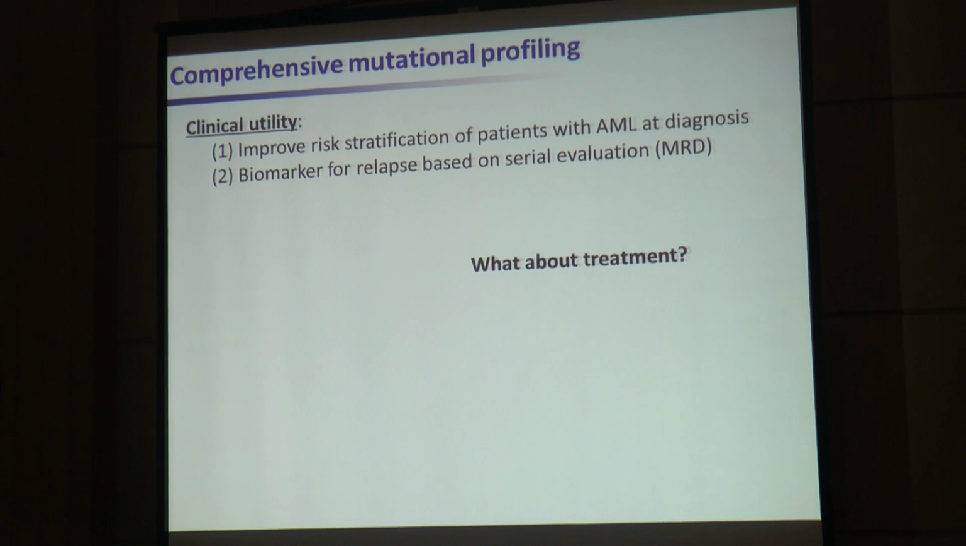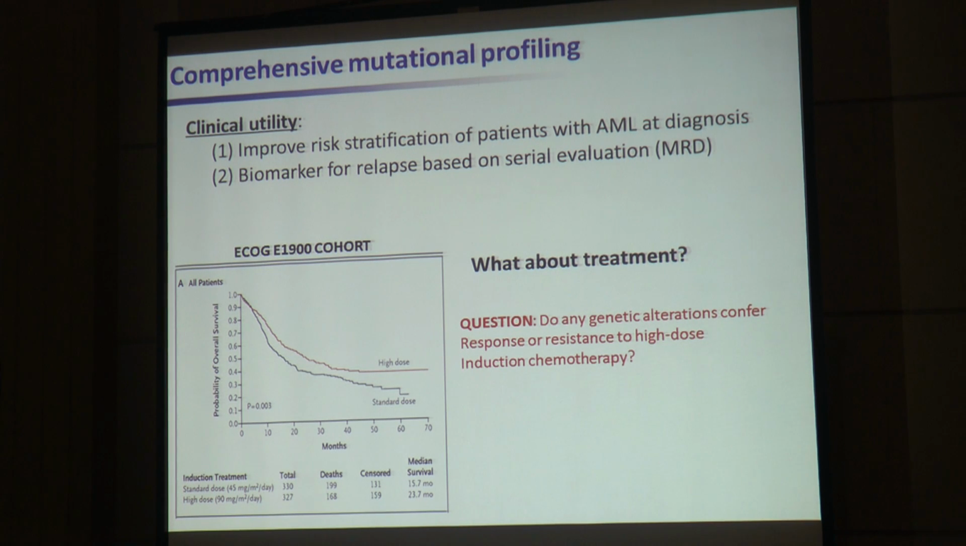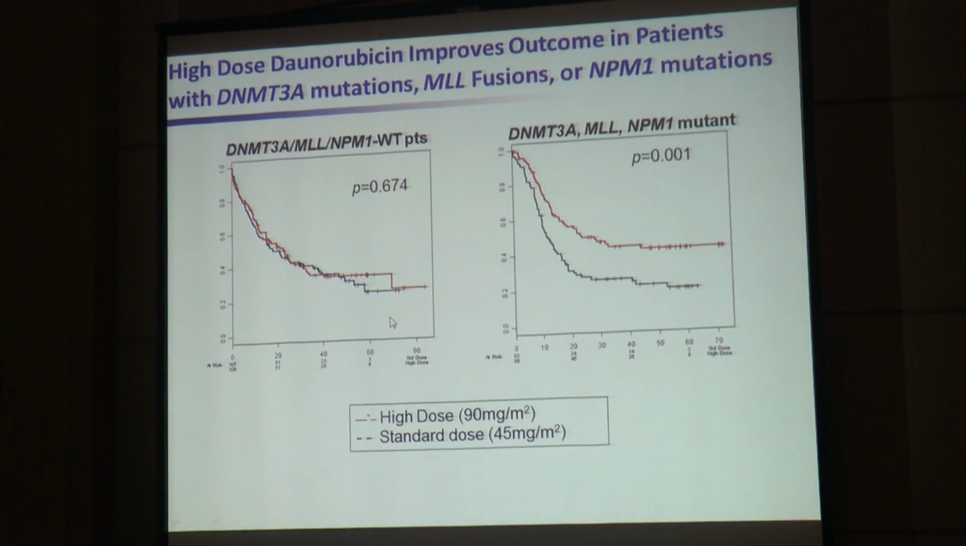And then most importantly, what about treatment? So I'll just mention, again, going back to the ECOG study that we had published, this study looked at high dose versus standard dose induction chemotherapy for AML. And so we wanted to understand, are any mutations associated with improved response or decreased response to high dose induction chemotherapy? And what we had seen in that study at the time is that only patients that were mutated for DNMT3A, MLL, NPM1 actually responded to high dose induction chemotherapy. If you didn't have any of these mutations, it actually didn't matter whether or not you got 90 milligrams or 45 milligrams of daunorubicin at induction chemotherapy. So this suggested that the mutations detected at time of diagnosis actually will predict for responsiveness to induction chemotherapy.